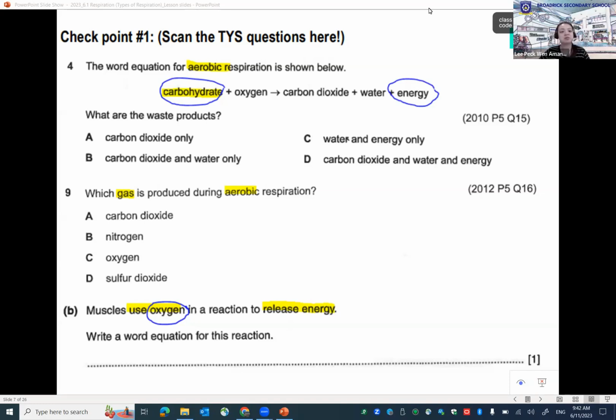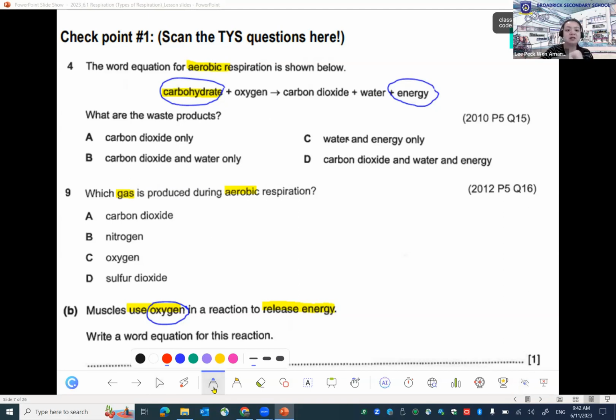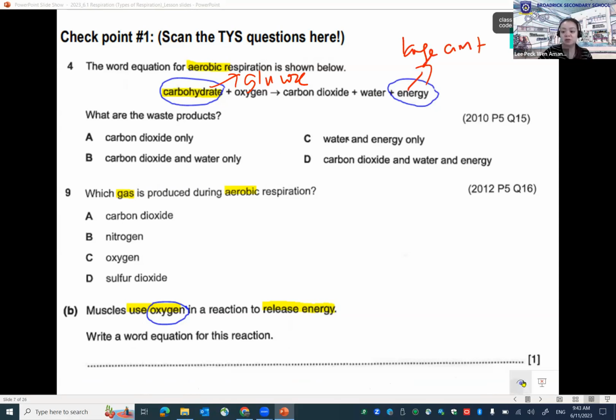So let's look at question number 4. The word equation for aerobic respiration is shown below. All right, carbohydrate plus oxygen gives carbon dioxide plus water and energy. What I would like you to take note of, okay, is the fact that this carbohydrate is referring to glucose, and this energy here is referring to a large amount of energy. So take note of that.